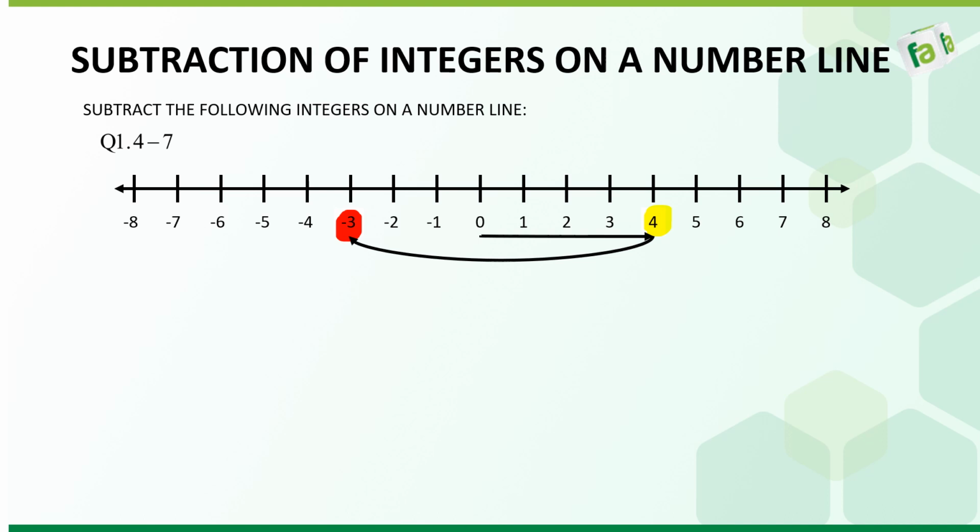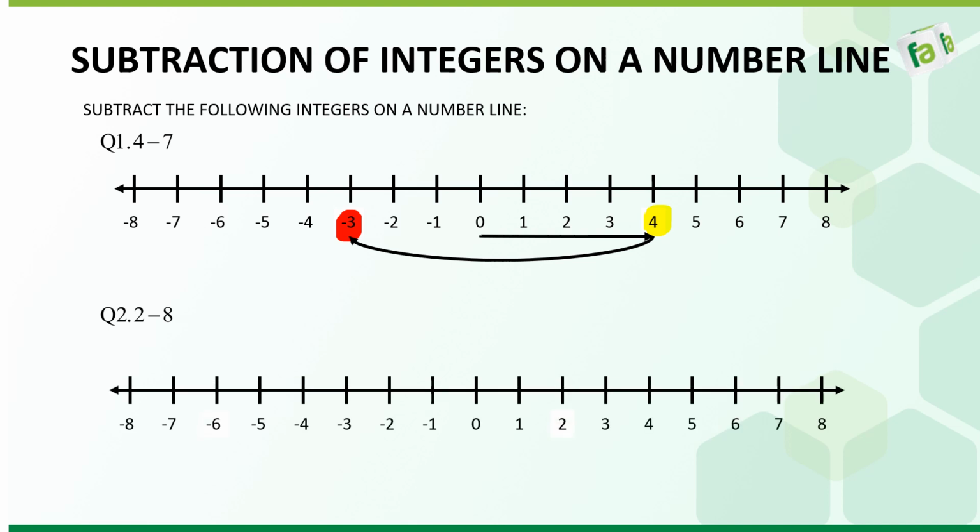Second question is 2 minus 8. And here is the number line. Firstly, we will have to locate 2 on the right hand side of a number line. After this, we are required to move toward left to subtract 8. This takes us to our final answer, that is minus 6.